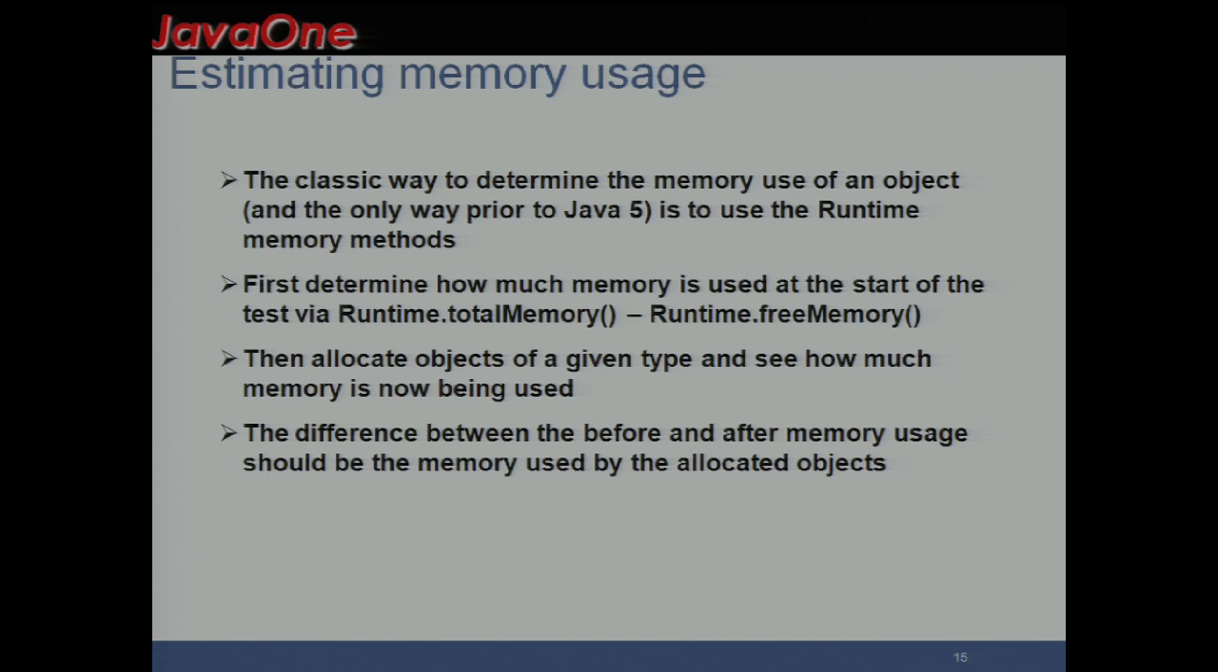So the classic way to determine your memory usage, and this was the only way prior to Java 5, was to use the runtime memory methods. So basically what you do is you first see how much memory you're using before you start. Then you allocate a bunch of objects of the type that you want to measure the memory usage of, and then you compute the difference between your before memory usage and after, and that's how much memory you used. Sounds simple, right? Well, it is, but there's a few complications, gotchas here.